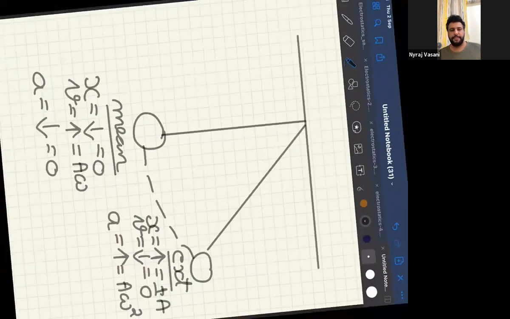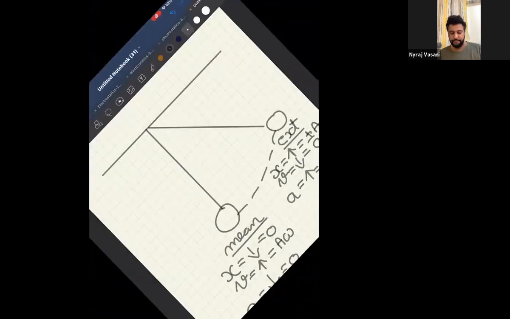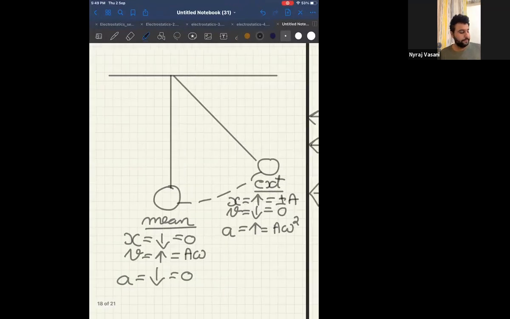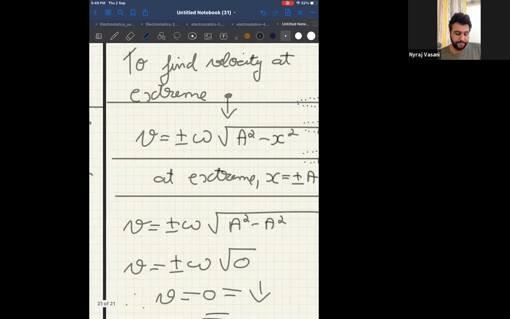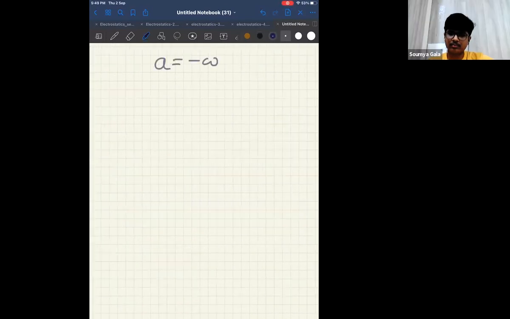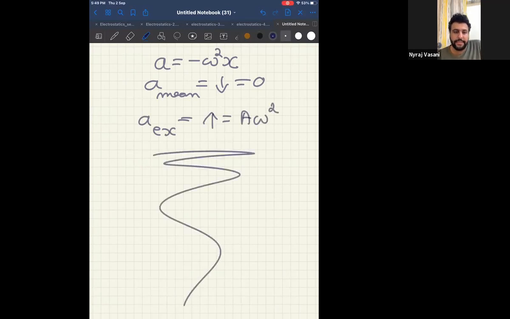Now, listen to me. Everyone, concentrate before I ask you the viva. How many formulae for acceleration do you now know in this chapter? Start. 3. The general formula. Then acceleration at mean, can I say is minimum, which is equal to 0. And acceleration at extreme is maximum, it is A omega square. Can I say these three formulae you know for acceleration in this chapter? Check, confirm and reply. Yes.